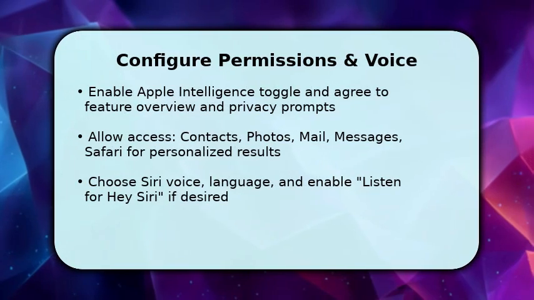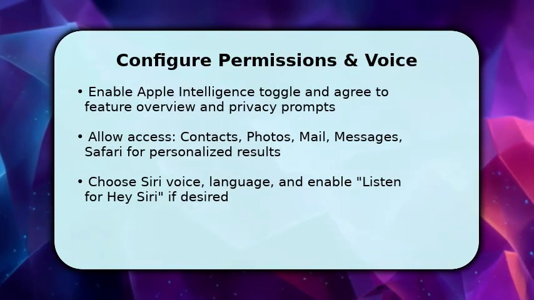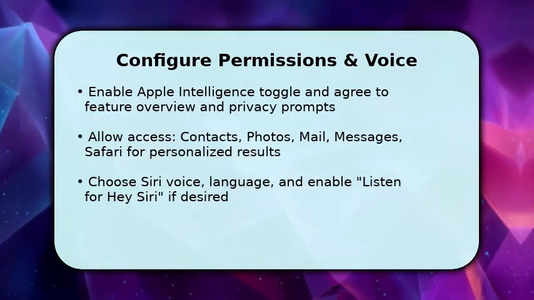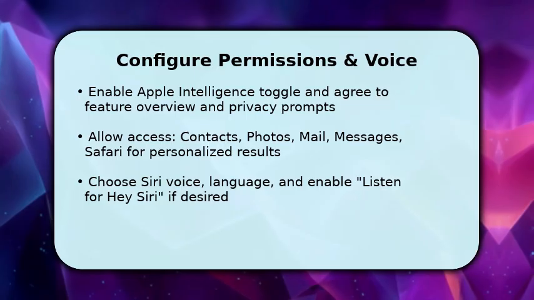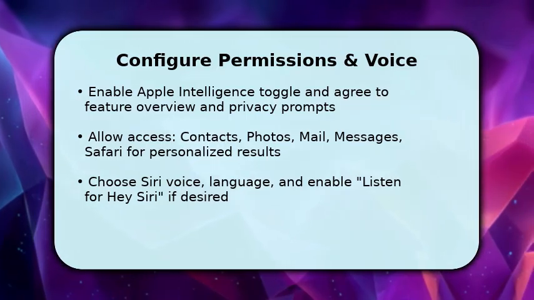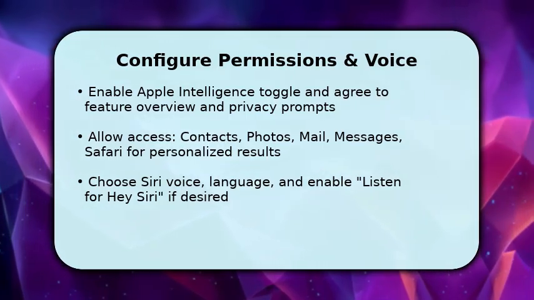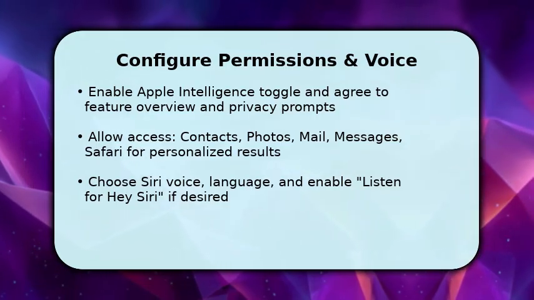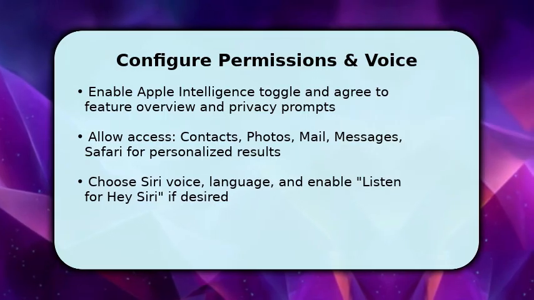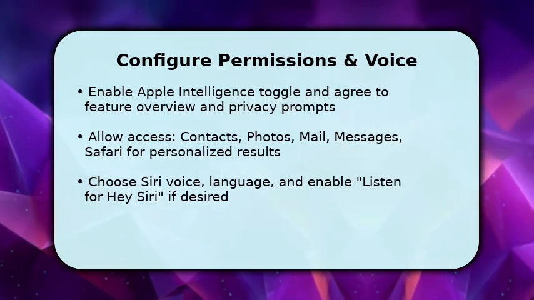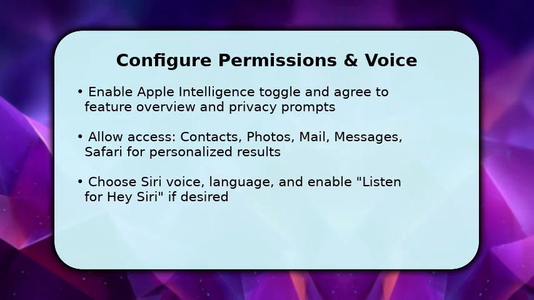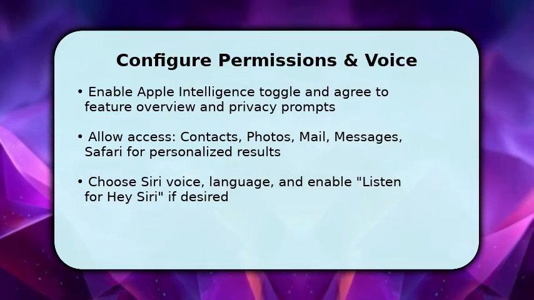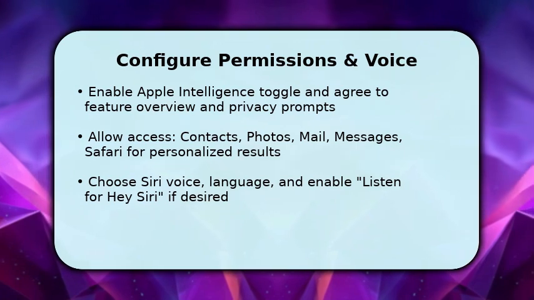Now configure permissions that let Apple Intelligence personalize responses. Turn the Apple Intelligence toggle on, then accept the overview and privacy options. This is why it asks for access to contacts, photos, mail, messages, and Safari. Once allowed, choose the Siri voice and language so speech feels natural. If you want hands-free use, enable Listen for Hey Siri. Make sure to review on-device processing options. Keep more local processing for privacy, but permit cloud features for broader intelligence.